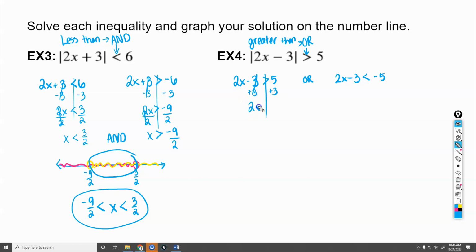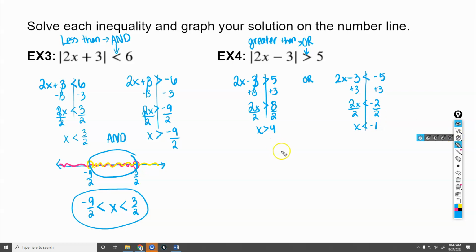Good. Gives me 2x greater than 8. What do I do next? Good. And I'll get x is greater than 4 for that part. The second part is basically the same. You're just going to get different numbers, right? Add 3. 2x is less than negative 2. Divide. What do I get? Good. Oh, was I supposed to flip the sign there? No, because I'm dividing by a positive number, right?